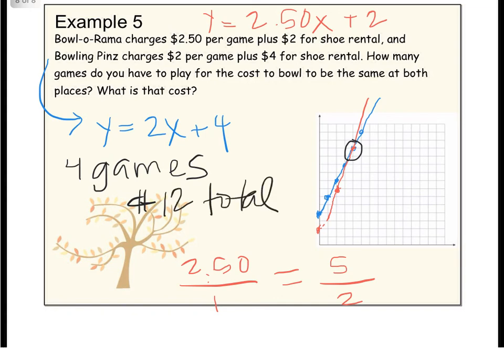So graphing is a great way to solve a system of linear equations. A lot of students like it because you guys are comfortable with graphing. It's something you're good at. Sometimes though our solutions aren't whole numbers. Like in this case, our x was 4, it's a whole number. Our y was the $12, which is also a whole number. It doesn't always work out that nicely, so we have to have other strategies that we can use to help us.